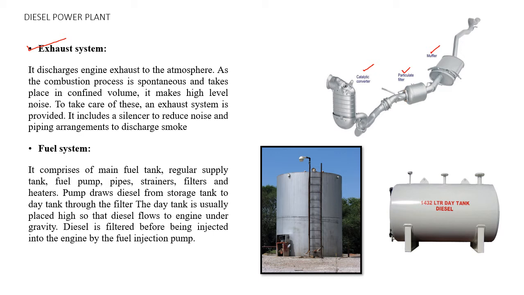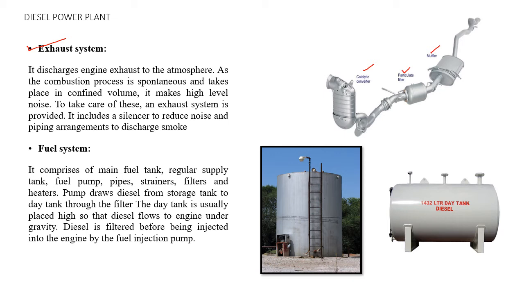And next one, particulate matter filter. If there is any particulate matter present in the exhaust gas, we have the filter. And at last, we have a muffler. It contains a series of baffles that damp the noise of engine combustion and escaping gases. So basically the function of muffler is to reduce the noise.